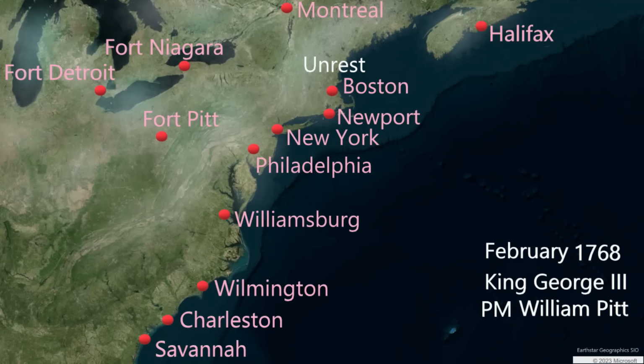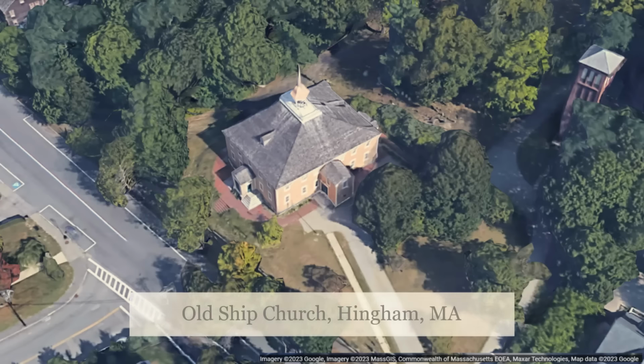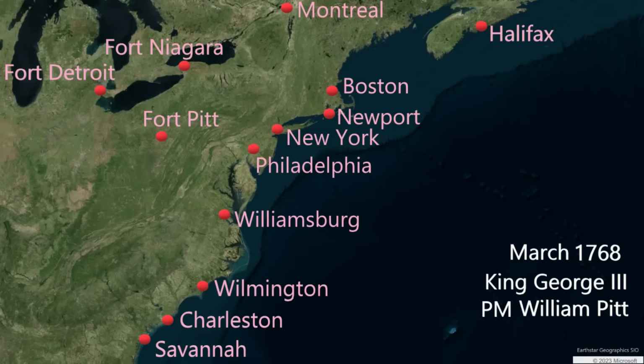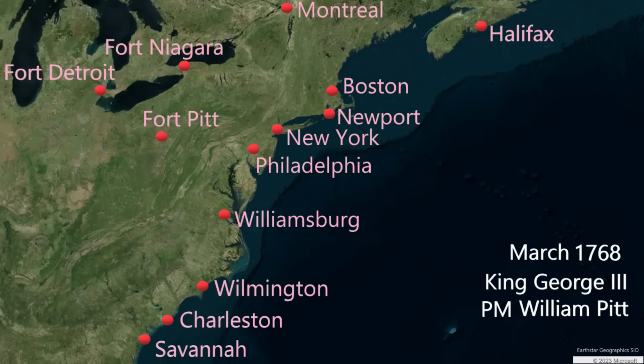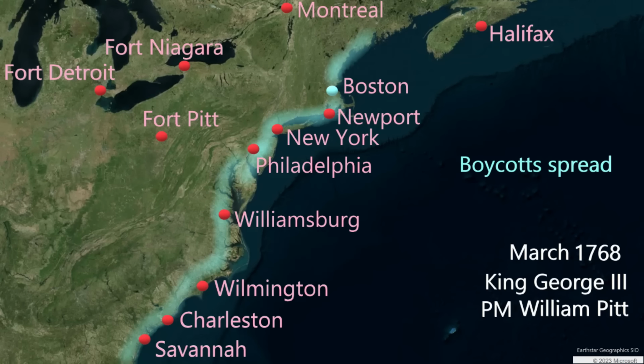But Massachusetts residents turn to a social custom derived from their Puritan heritage, the town meeting. March 1768. Town meetings in Boston adopt more strict boycotts, further restricting British imports. Instead of importing goods from Britain, Bostonians turn to what they call homespun, or homemade goods. The Daughters of Liberty form, and they spin homemade goods. Boston's non-importation stance spreads to other colonies.